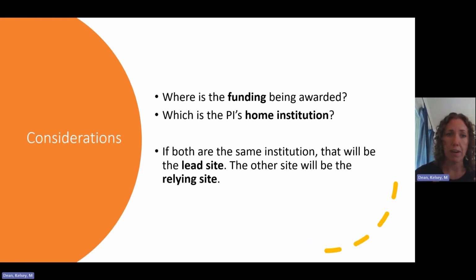So for the purposes of IRB, the primary institution we'll call the lead site, and the other institution will be the relying site.